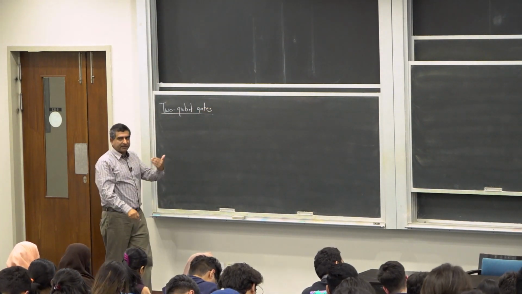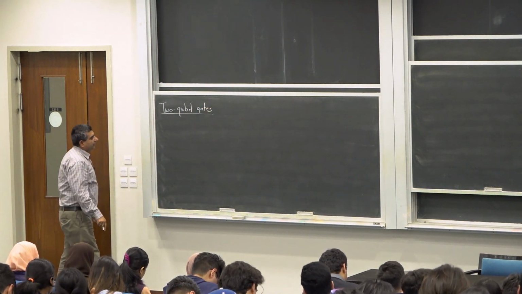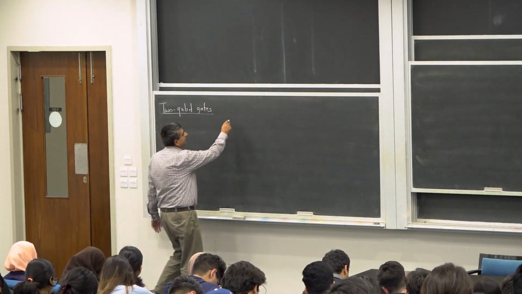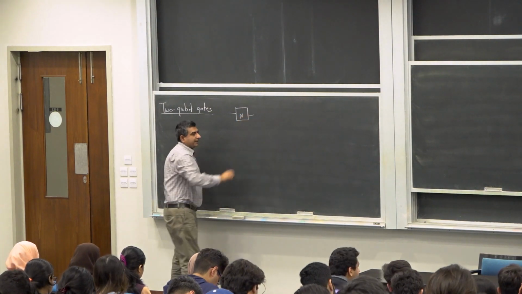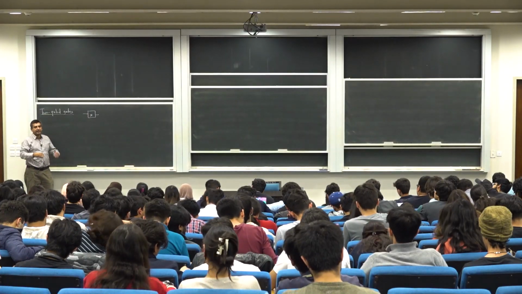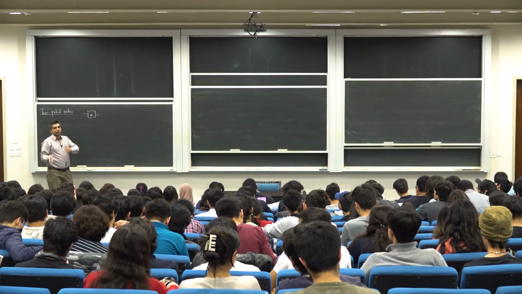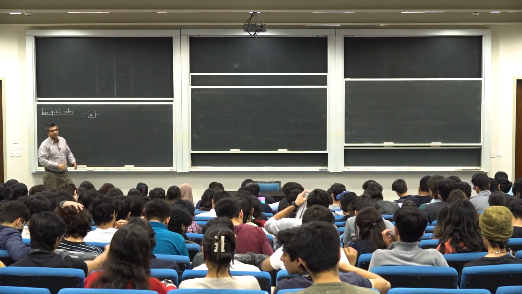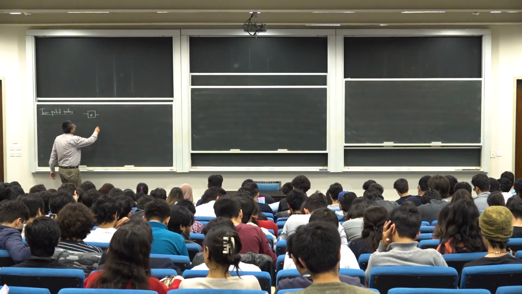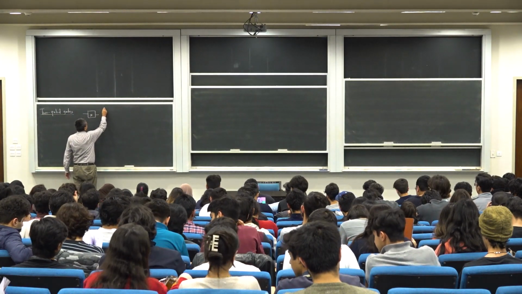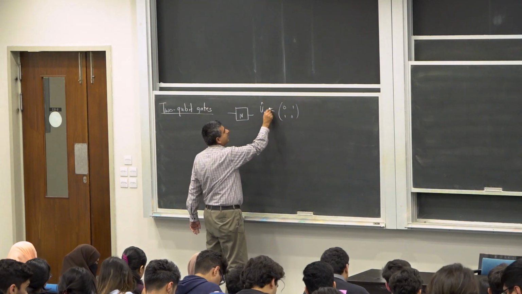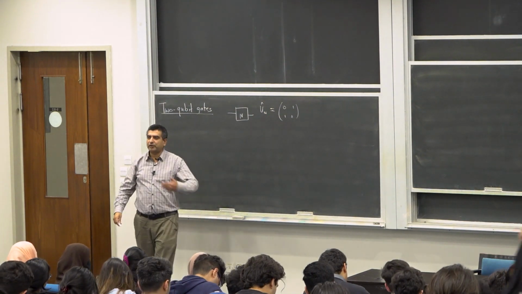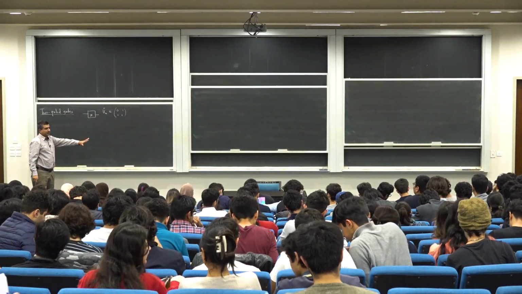Let me start off with an example. We already know that we have a NOT gate which takes an input and inverts the input. So ket 0 goes to ket 1, ket 1 goes to ket 0. And if you were to write a unitary operator for this NOT gate, this is what it looks like. Now this is a single qubit gate.